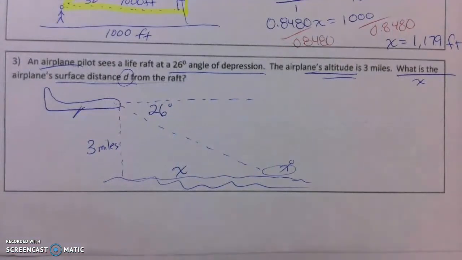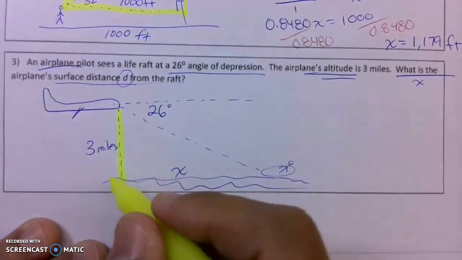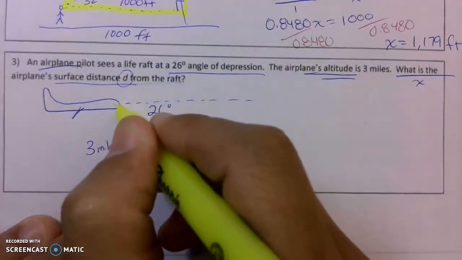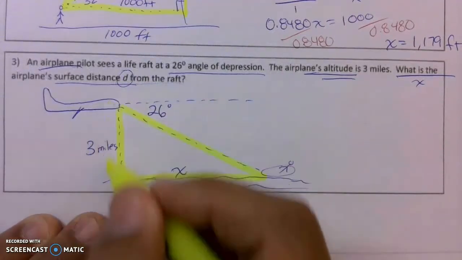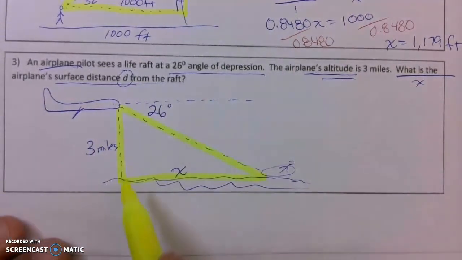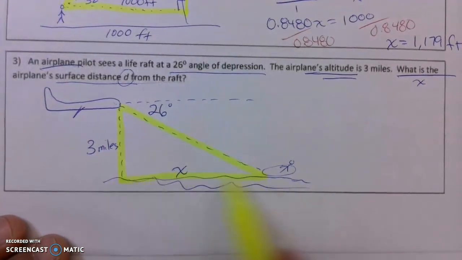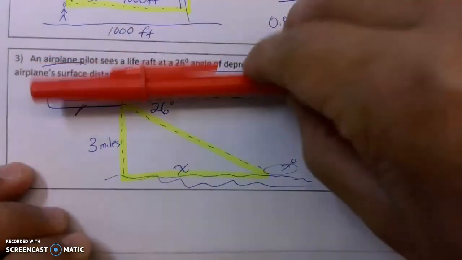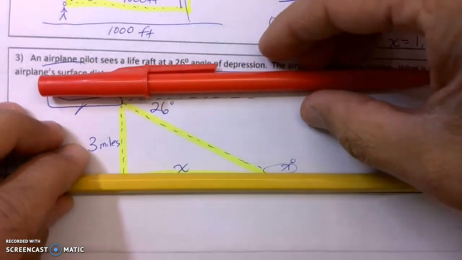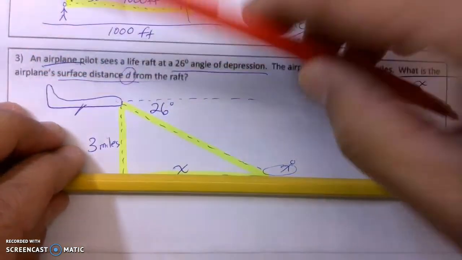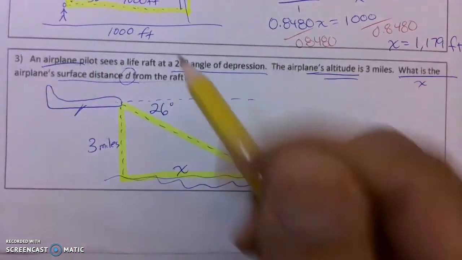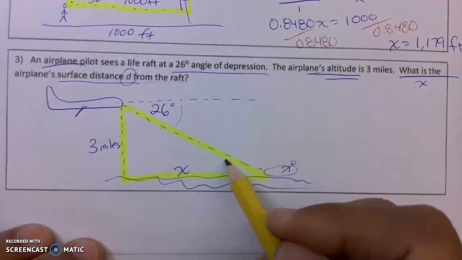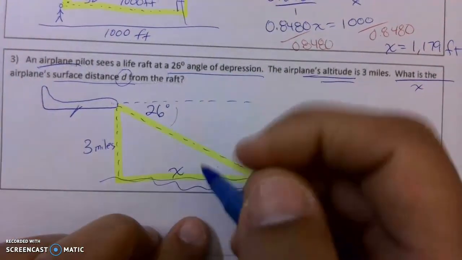Hopefully you can see the right triangle here, and I'll highlight it here in yellow. You've got 3 mile height, altitude, vertical distance. You've got x, the distance you're going, the surface distance. Notice the 26 is not in the picture itself right now. The horizontal, the red pen, and the water here are meant to be parallel. So if it's 26 here, based on alternate interior angles, it's also 26 down here.